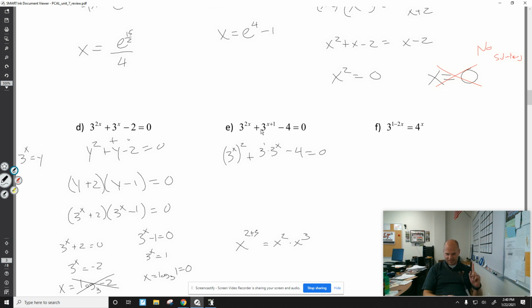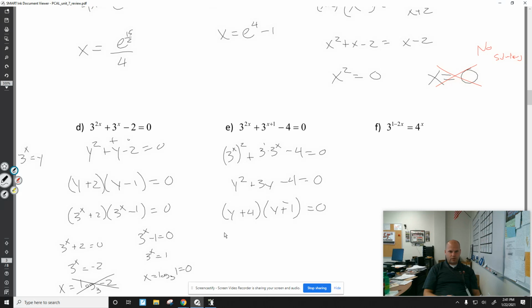So now look at this. If 3 to the x is y, I have y squared plus 3y minus 4. I do have a number now. This is a good one. The two numbers that add to get 3 and multiply to get negative 4 are positive 4 and negative 1. So this would be y minus 4, y plus 1. Sorry, other way around.